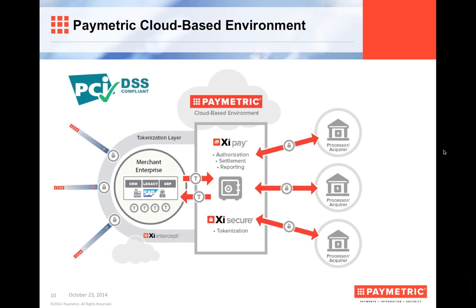And we wanted to give you a good overview of what this would look like when combined with your systems on the left and your processor or acquirer partners on the right, and Paymetric's services sit in the middle. So on the far left, you can see some arrows with a red 1, 2, 3, 4 coming into a lock outside the merchant environment.